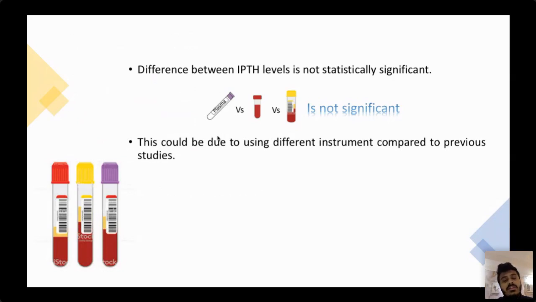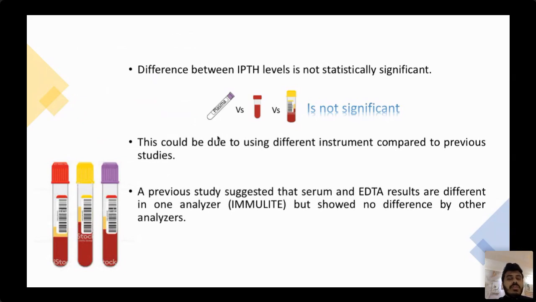Although previous studies suggested that EDTA plasma is the only tube that can give reliable results for intact parathyroid hormone, our finding is different, which could be due to using different instruments in our study. Interestingly, one previous study suggested that serum and EDTA results are different in one analyzer, but showed no difference in other analyzers. So maybe intact parathyroid hormone depends on an instrument issue.